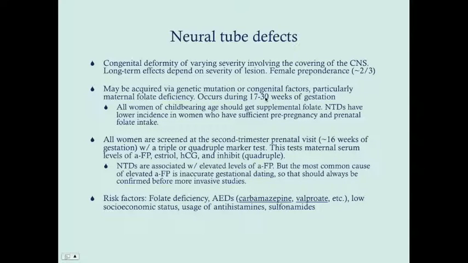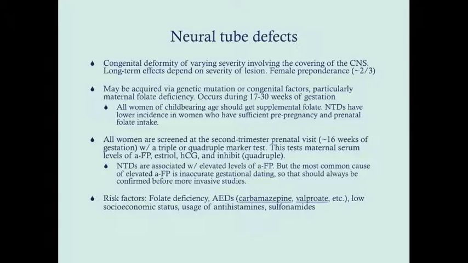Sorry, that should say 17 to 30 days of gestation. That's when the neural tube defect occurs. All women who are pregnant are going to be screened at the second trimester prenatal visit. It can really be any time within like 14 weeks and beyond, but typically it's done at the second visit, which is about 16 weeks of gestation, and that can be done with a triple screen or a quadruple screen.